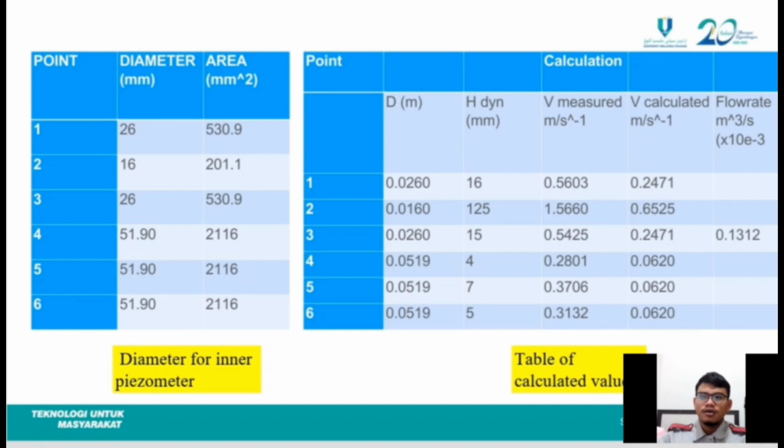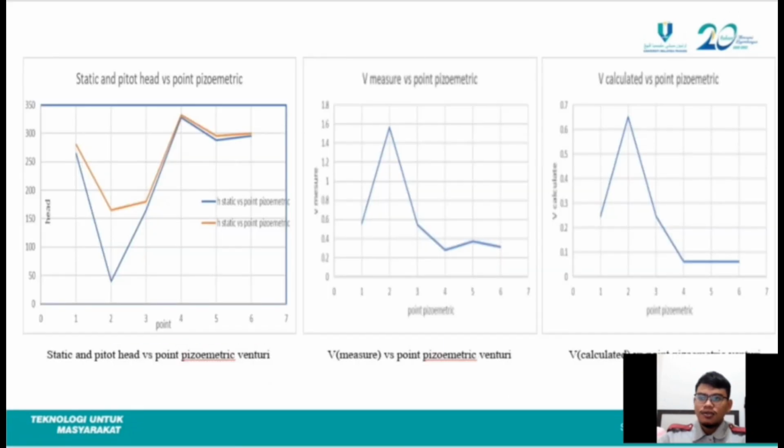We got the dynamic head, we measure, we got the V calculated, and we got the flow rate. And for the diameter for the experiment, we got from the lab, that is 26, 16, 26, and we got 51.90. And also we got the area for the apparatus. And then from the table that we have calculated, we got the data.